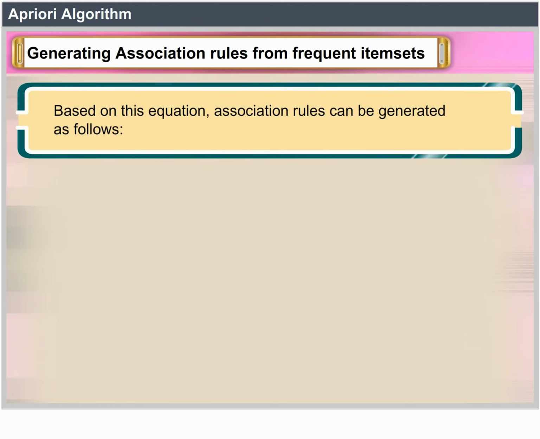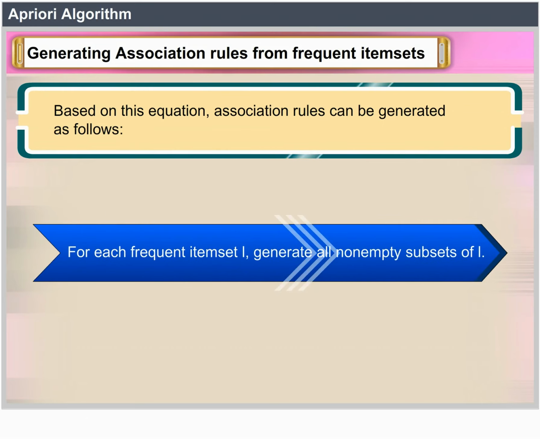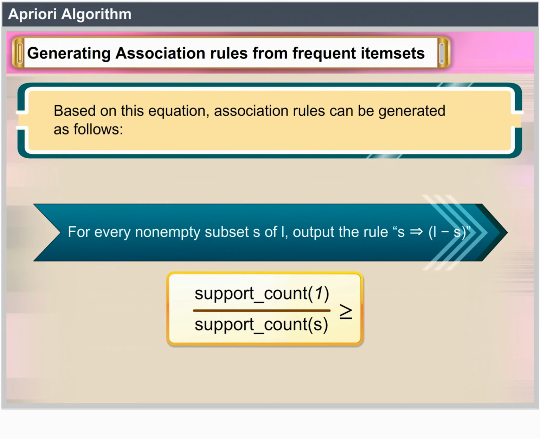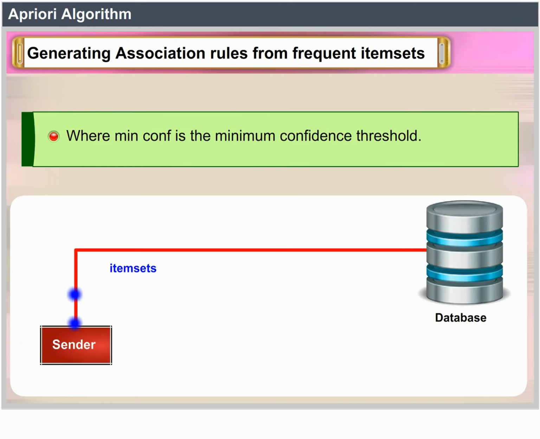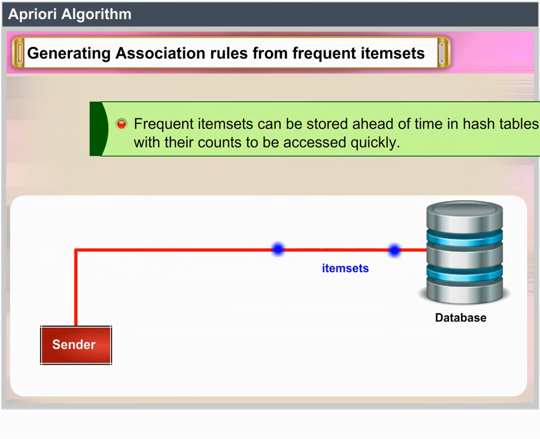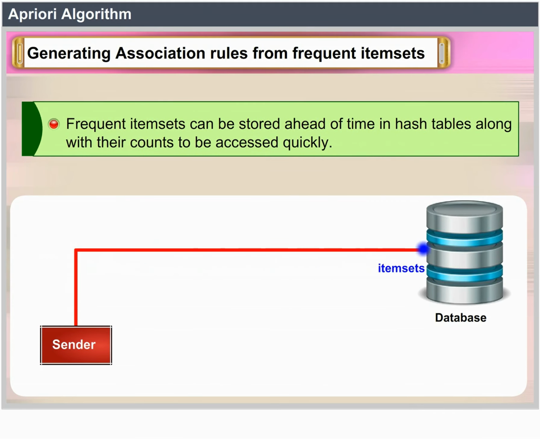Based on this equation, association rules can be generated as follows. For each frequent item set I, generate all non-empty subsets of I. For every non-empty subset S of I, output the rule S implies I minus S if support count of I over support count of S is greater than or equal to min_conf, where min_conf is a minimum confidence threshold. Because the rules are generated from frequent item sets, each one automatically satisfies the minimum support. Frequent item sets can be stored ahead of time in hash tables along with their counts so that they can be accessed quickly.